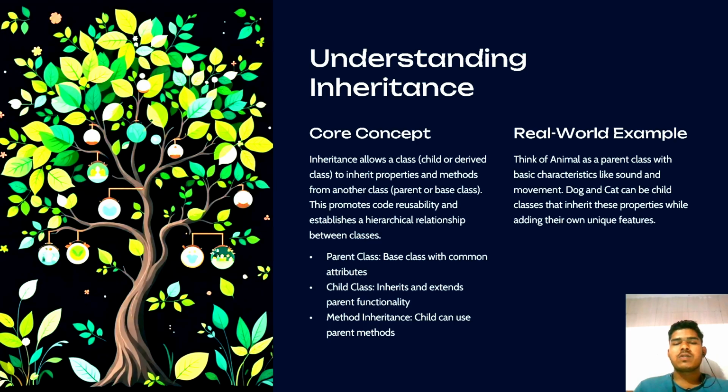So next one. What is inheritance in Python? In OOPS, inheritance is a mechanism that allows a new class to inherit properties and behavior from an existing class. This creates a hierarchical relationship between classes, for example, a dog is an animal. The parent class is the base class with common attributes. The child class inherits and extends parent functionality. With method inheritance, the child can use the parent's methods.